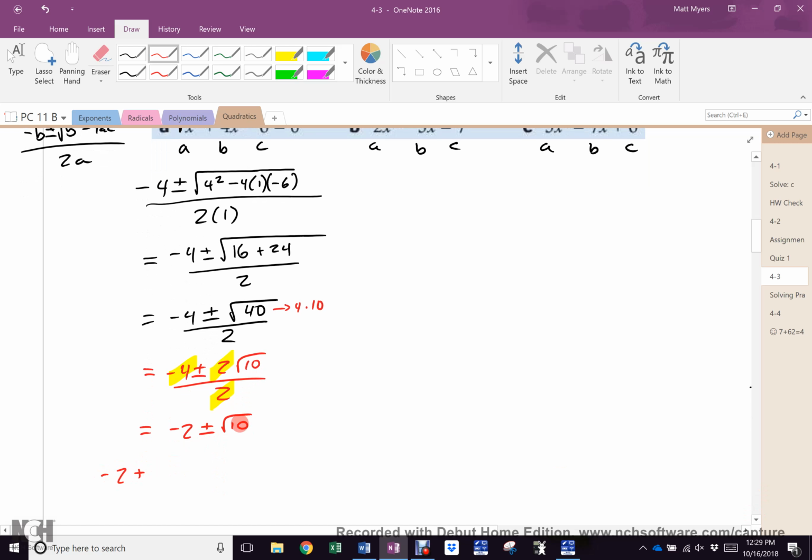Now, if I wanted the actual numbers that would go on a graph, it would be negative 2 plus like 3.1, right? And negative 2 minus 3.1. Well, that's the square root of 10. Oh, okay. Yep.